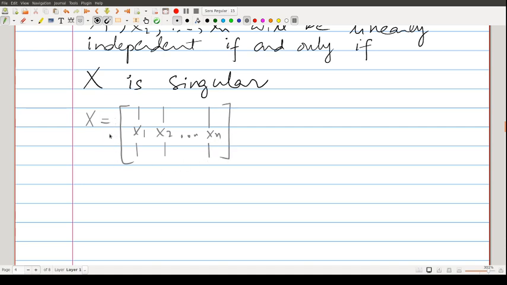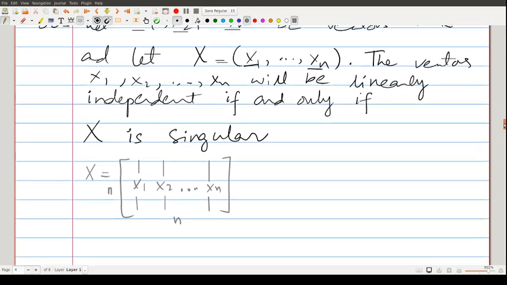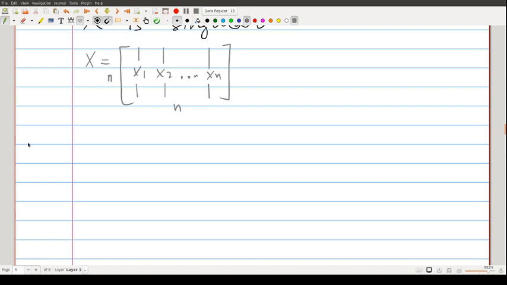And so essentially we have an n by n matrix, because each xi has n entries since each of them is in Rn, and there are n of them from x1 to xn. And the theorem says that these columns will be linearly independent if and only if your matrix is non-singular, right? And that is actually quite easy to prove. So let's look at the proof for this.